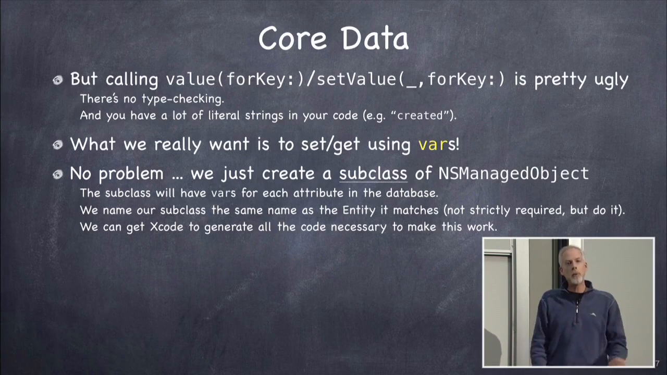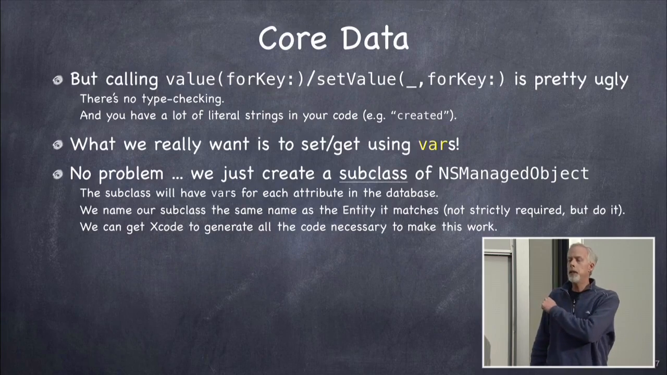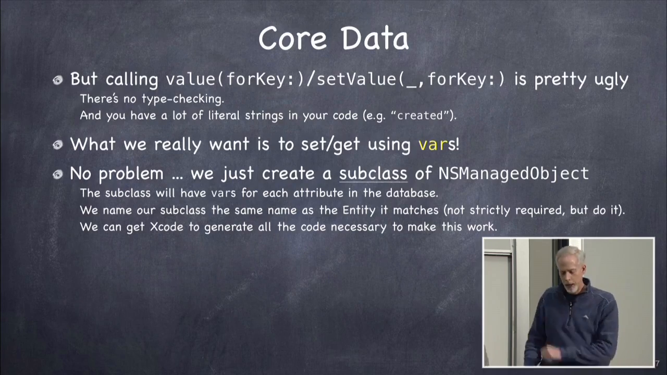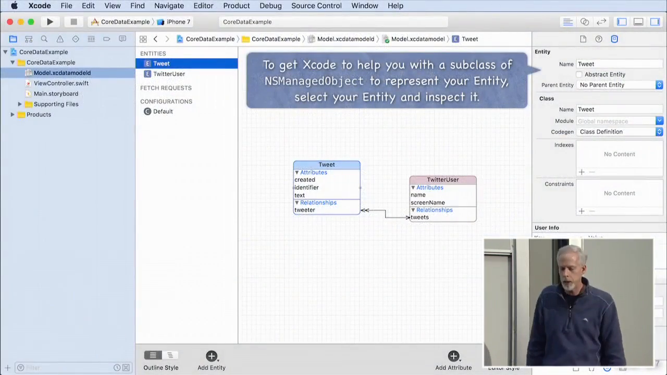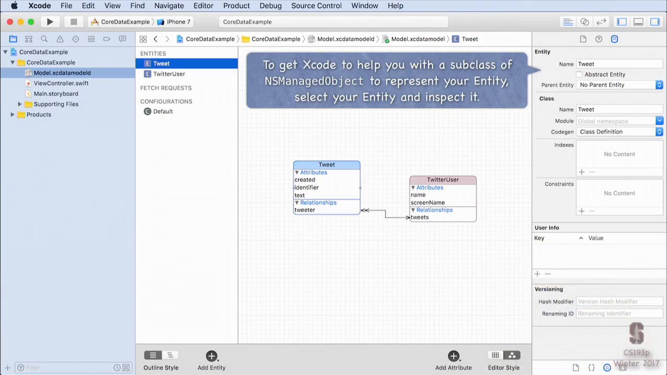And Xcode will generate all that code for you behind the scenes. You don't have to do any work to make that happen. It's quite simple. So let's look and see how we do that. You do that by inspecting the entity. So here I've chosen tweet, okay, not any of its attributes, but tweet itself. And I want to make it so it generates this magic code. And how do I do that?